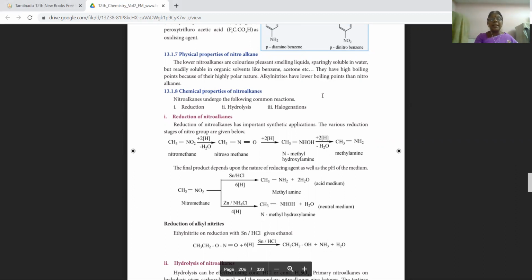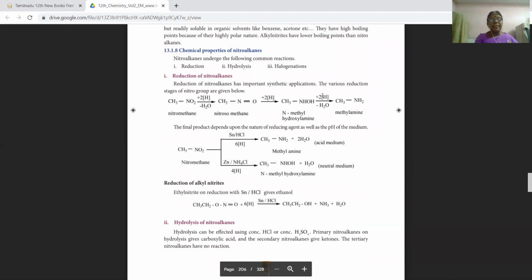The final product depends upon the nature of the reducing agent that we are using, as well as the pH of the medium, that is the concentration of H plus ion. Next, nitromethane in the presence of stannous and HCl, you will get methylamine. And in the presence of zinc and ammonium chloride, the first one is acidic medium and the next one is neutral medium, and you will get CH3NHOH, that is N-methyl hydroxylamine.